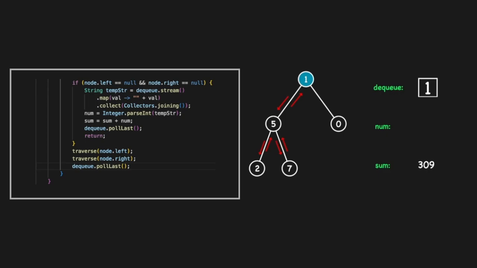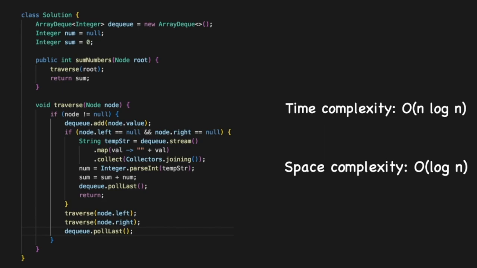Next, we call traverse on the 1 node's right child. 0 is added to the queue and 10 is added to the sum. Finally, 0 and 1 are removed from the queue and the final sum of 319 is returned. Assuming a balanced binary tree, the space complexity is log n and the time complexity is n log n.